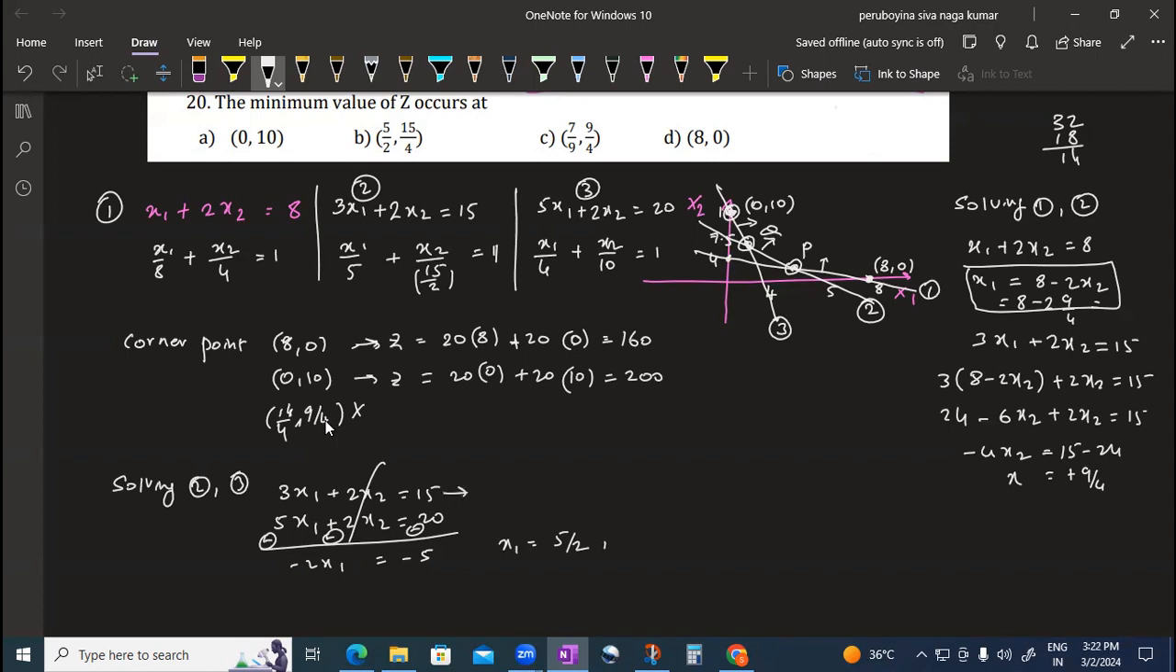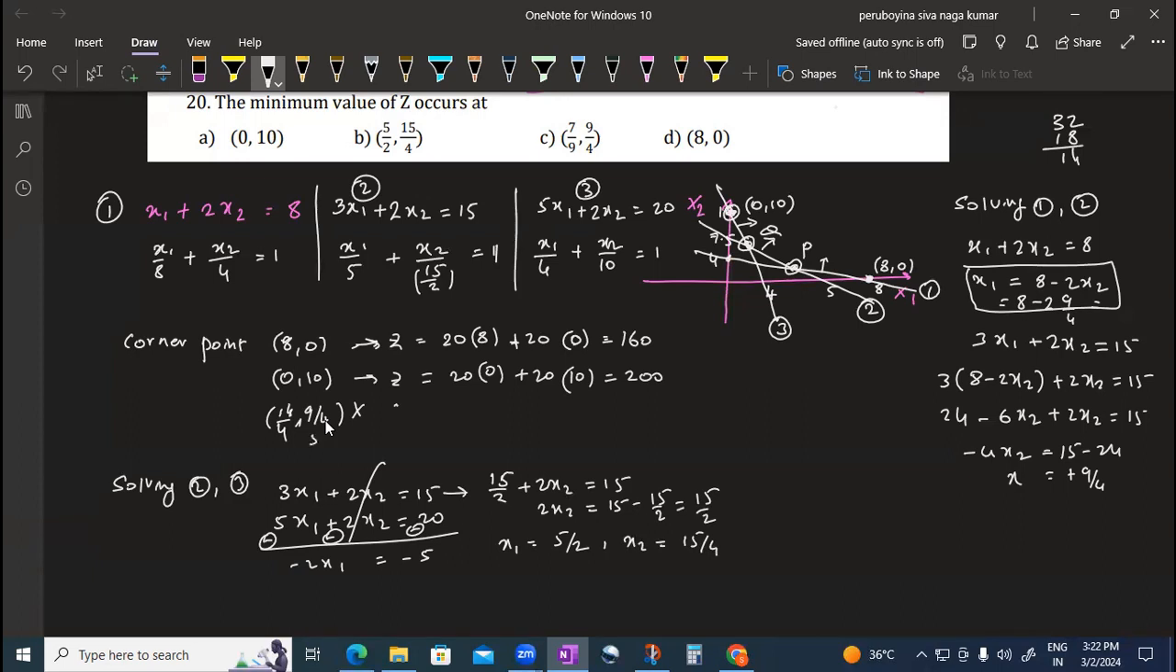I am substituting this value here. 3 5s are 15 by 2 plus 2x2 is equal to 15. So 2x2 is equal to 15 minus 15 by 2, which means 15 by 2. So it is 15 by 4. x2 is 15 by 4.